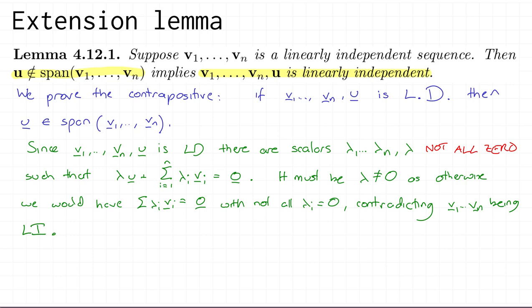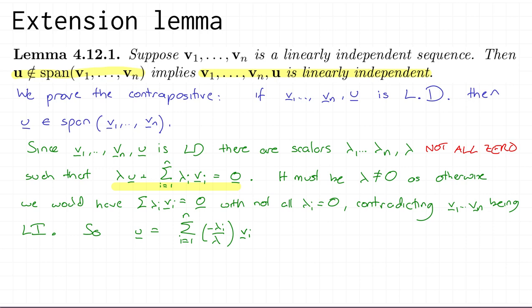Okay, we know that lambda is not 0, so what can we then do? We can rearrange. So I'm going to take this equation here, and I'm going to rearrange it to express U in terms of the V's. So I subtract the sum, move the sum to the other side, divide by lambda, which I can do because I know that lambda is not 0. So what I'll get is the sum from i equals 1 up to n of minus lambda i over lambda times Vi.